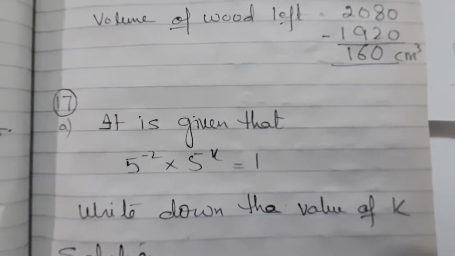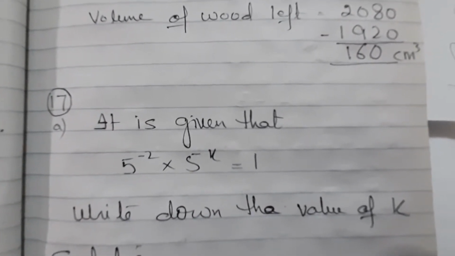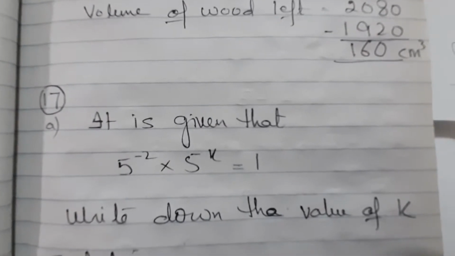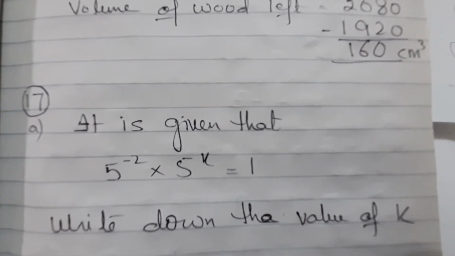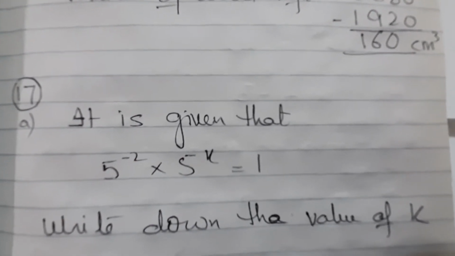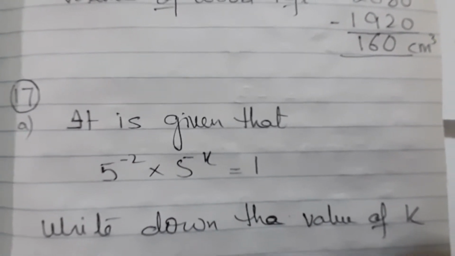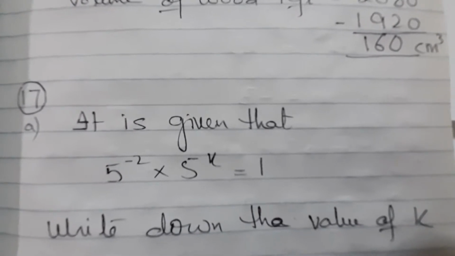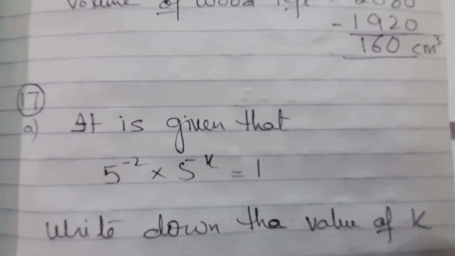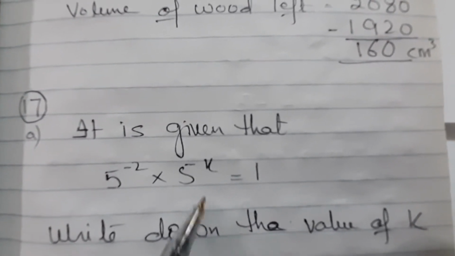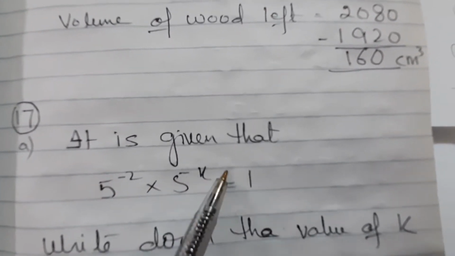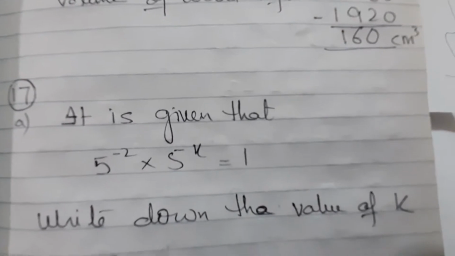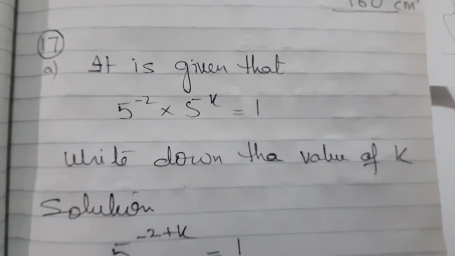Okay, the next question is 5 power minus 2 into 5 power k equals to 1. Find out the value of k. So mostly students do one part of this question correct, and that is they apply the law of indices. And what is the law of indices? When your base is same and there is multiplication in between, you add the powers. So everybody does the first part correct, which I am just showing you here.